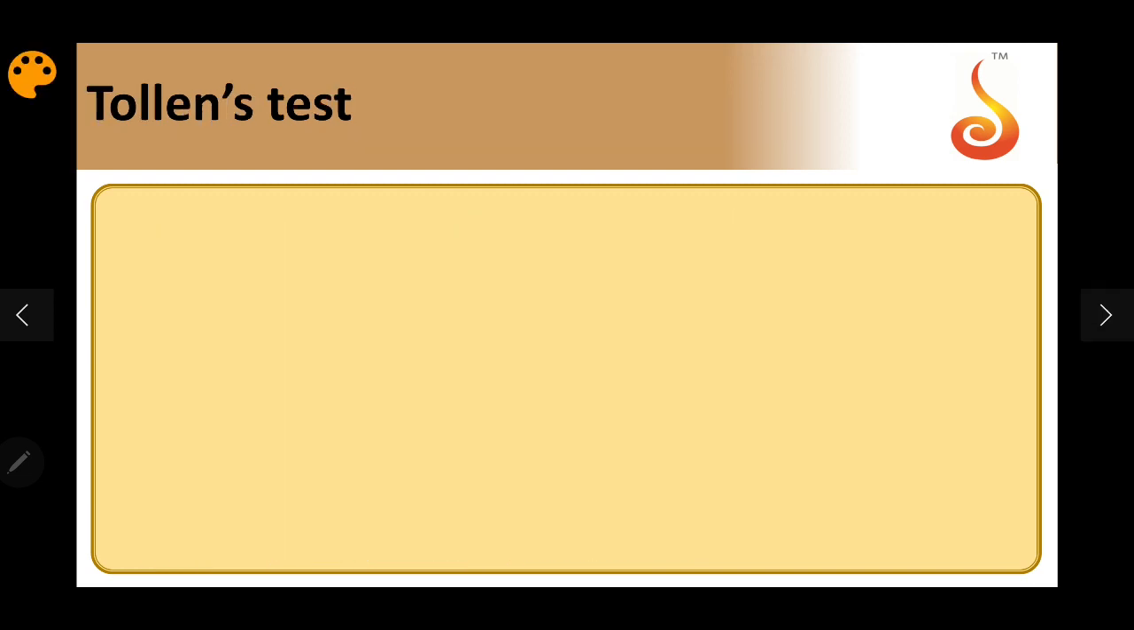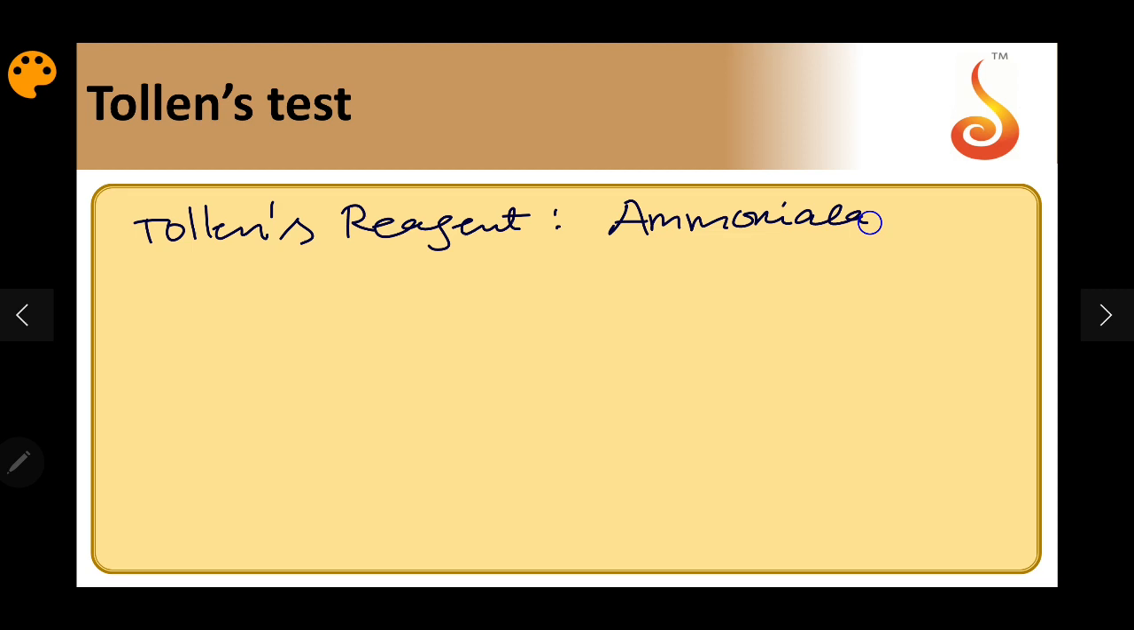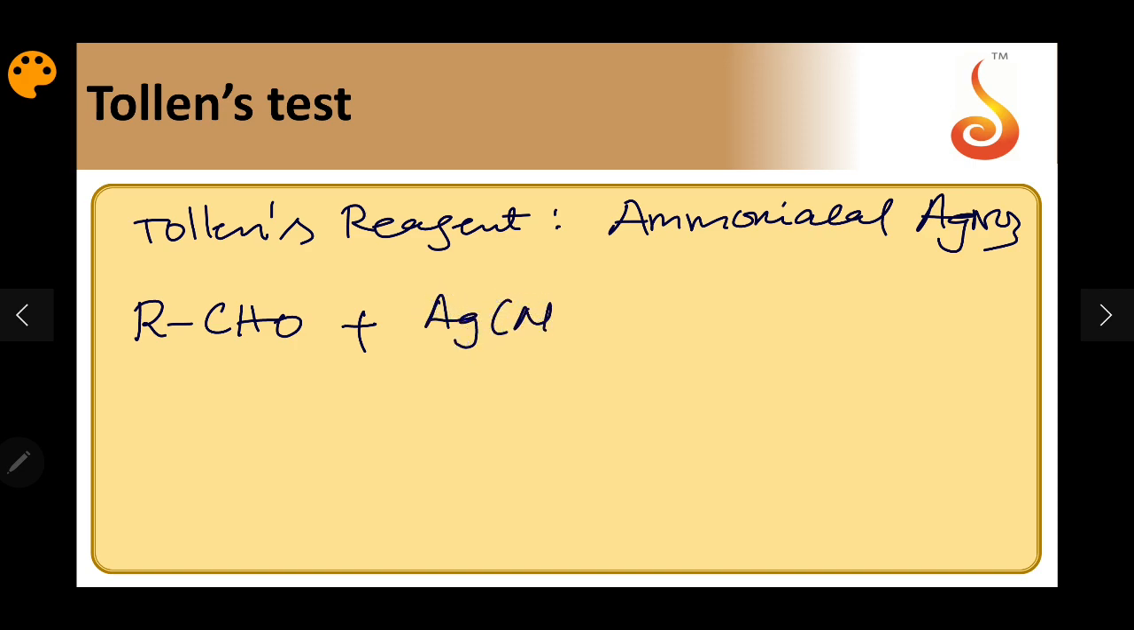Tollens test. What is this Tollens test? Tollens reagent is ammoniacal AgNO3. If I take an aldehyde, CHO, and react it with Tollens reagent, ammoniacal AgNO3, it will have a complex of Ag and ammonia, Ag(NH3)2+.